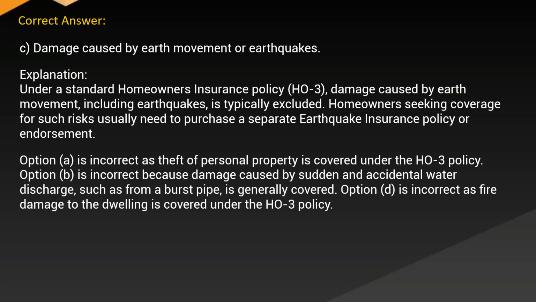Option A is incorrect as theft of personal property is covered under the HO3 policy. Option B is incorrect because damage caused by sudden and accidental water discharge, such as from a burst pipe, is generally covered. Option D is incorrect as fire damage to the dwelling is covered under the HO3 policy.